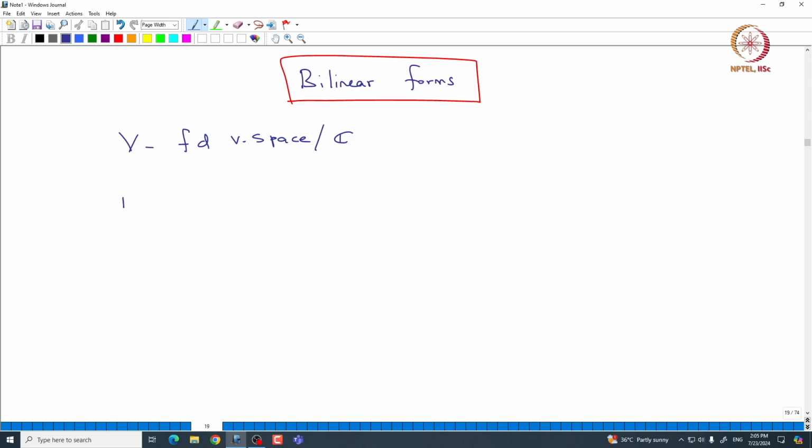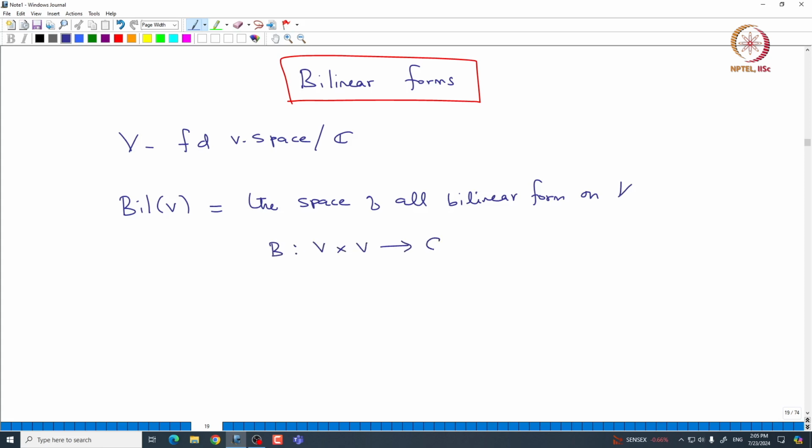So, we can construct the space of bilinear forms. Let us denote it by BIL of V. So, this is the space of all bilinear forms on capital V. What does it mean? It means a map from V cross V to C that is linear in both variables. There are two variables, the first and second variable, and in both variables B is linear.